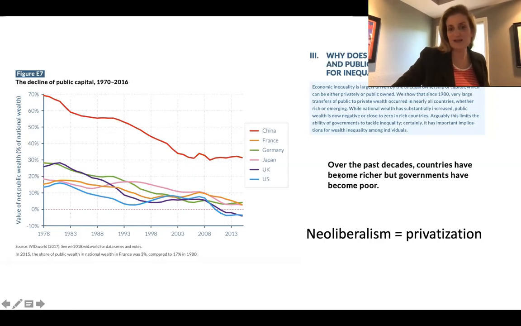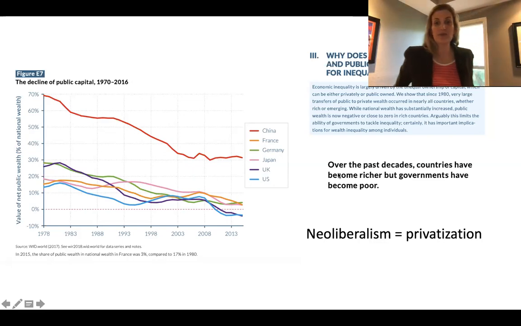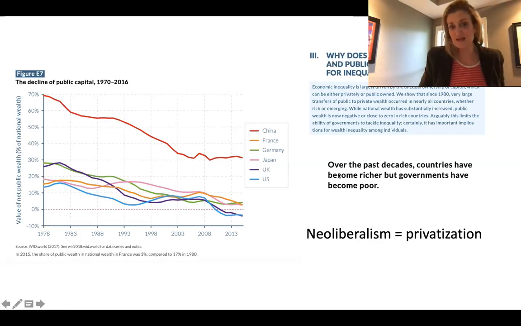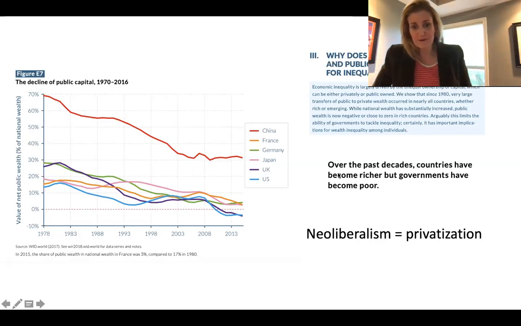But another big piece of it is the privatization of state resources, the privatization of state capital, which we call public capital. So the report asks the question, why does the evolution of private and public capital matter for inequality? And they say that economic inequality is largely driven by the unequal ownership of capital. Capital is referring, yes, to finances, but also to buildings, real estate, infrastructure.